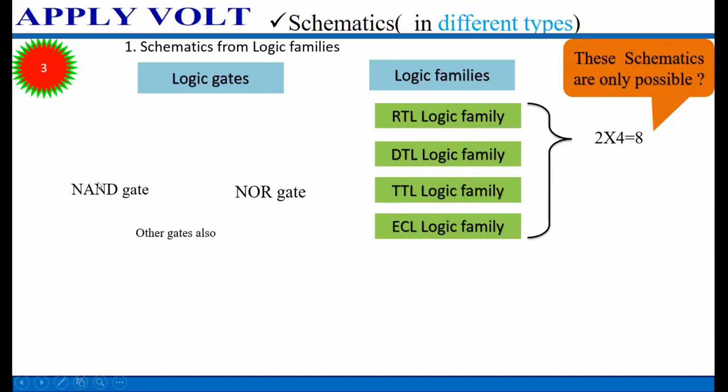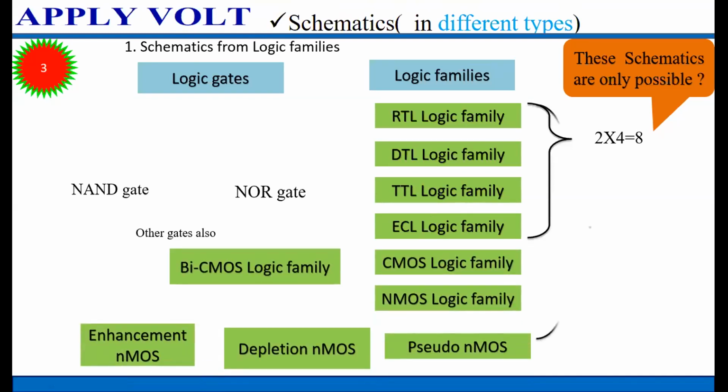If you ask me to develop NAND in RTL, DTL, TTL, ECL, NAND can be available in 4 logic families. NOR can be available in 4 logic families. But I told you in the beginning, any logic expression can be realized in terms of NAND. That expression in terms of NAND has 4 types, and that is 4 into 4. See how many versions of solutions you can get. But these logic families are not limited to these. You can extend them. You can develop BiCMOS, enhancement, depletion, pseudo NMOS.